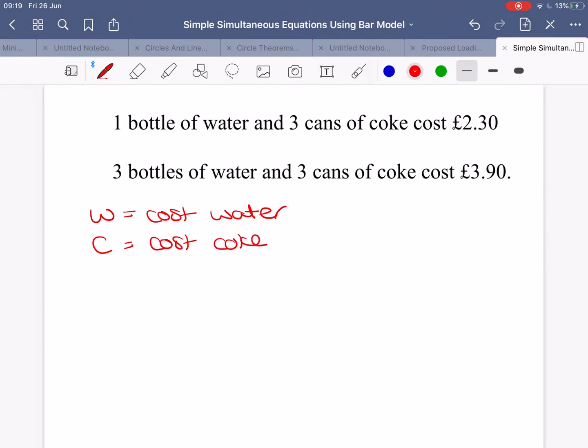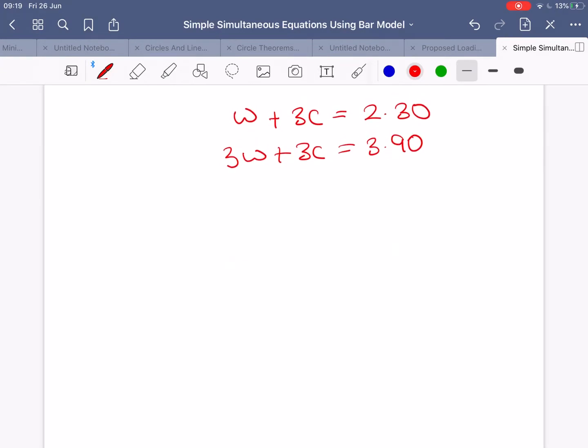Okay. So with my first situation, I've got 1W plus 3 Cokes equals £2.30. And with the second situation, I've got 3 W's, 3 waters, plus 3 Cokes equals £3.90. Right, so I'm just going to look at these two equations. I'm going to draw the picture.